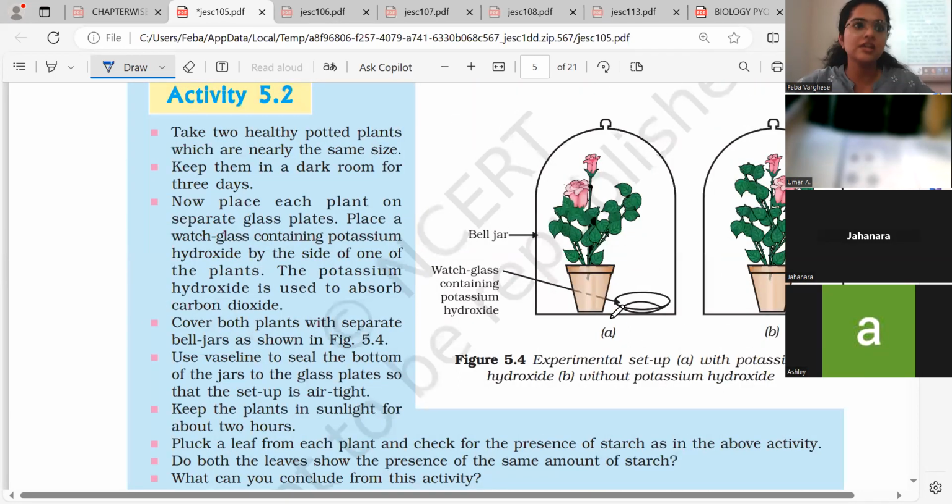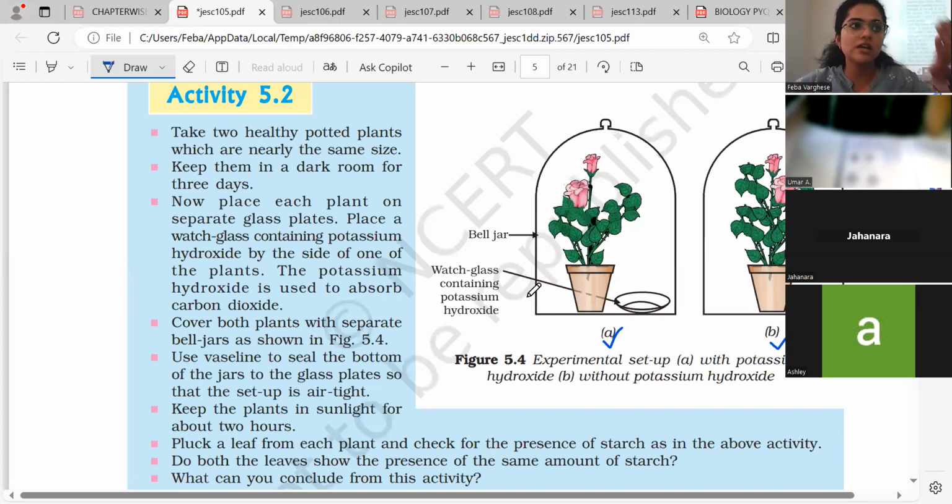Now this activity shows carbon dioxide is essential for photosynthesis. To show it, you have a control experimental setup, and then you have another experimental setup, A, given over here, and you have a vessel that contains potassium hydroxide in it. What's the property of potassium hydroxide? It's going to absorb carbon dioxide, which is there in this container.